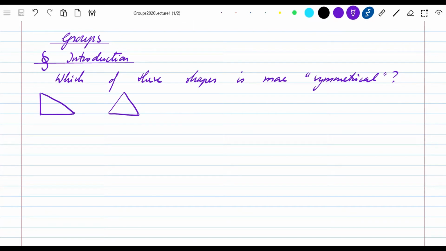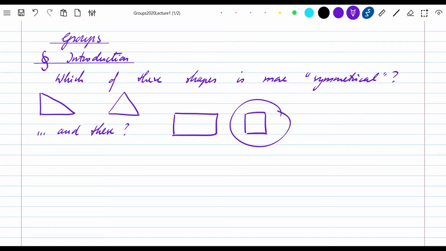Okay, what about the following two shapes? I'm going to now draw a rectangle and a square. Okay, and again, I think there's something inside us, some kind of intuition that tells us that it's the square that's the more symmetric shape. Okay, so let's see why that might be.